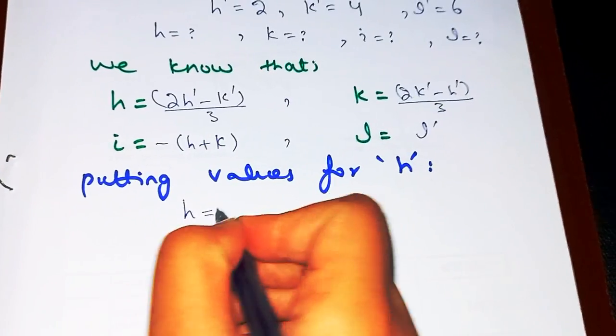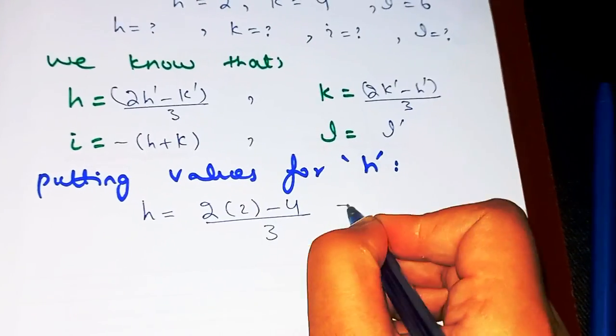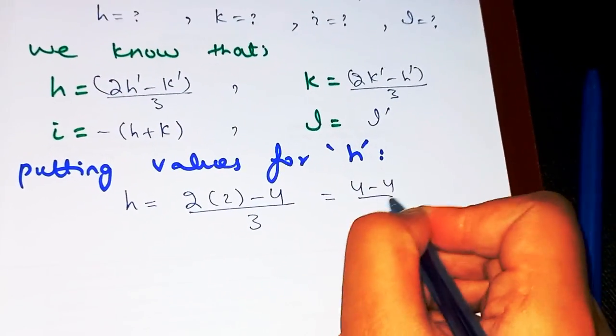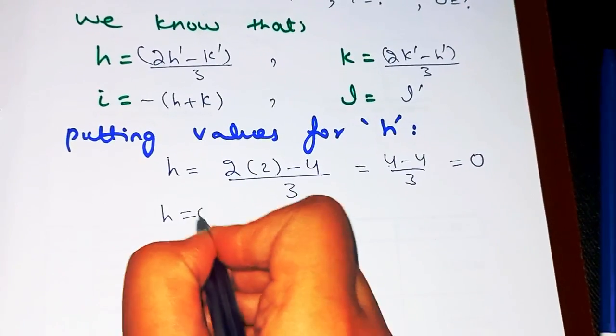So it's h equals (2 times h prime, which is 2, minus k prime, which is 4) divided by 3. 2 2s are 4, minus 4, divided by 3. 4 minus 4 is 0, so it's 0 at the end. h equals 0.